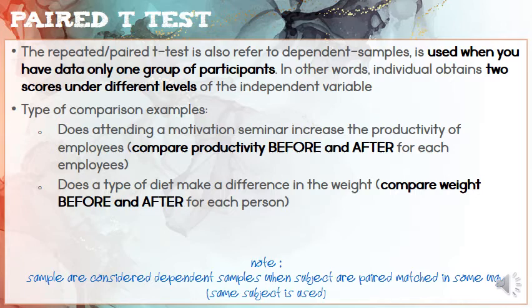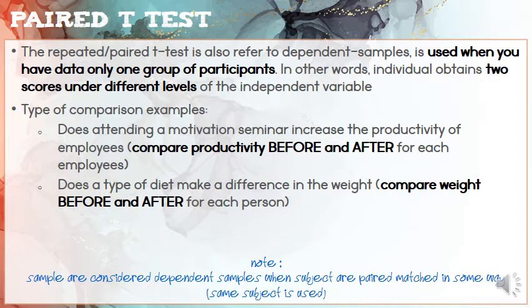The repeated or paired t-test is also referred to as dependent t-test or dependent samples. It's used when you have data only from one group of participants. In other words, individual obtain two scores under different level of the independent variables. So basically, you sebenarnya hanya ada satu sampel, cuma kita ambil skor dia pada dua keadaan ataupun situasi yang berbeza. Biasanya, kita ambil before and after sesuatu perkara.